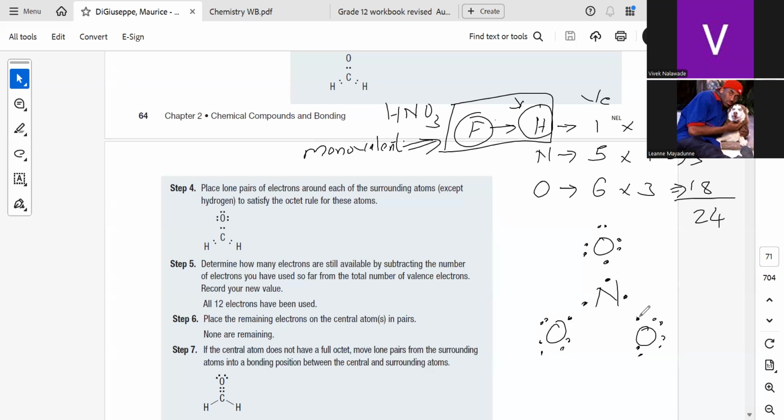Now, if you notice, nitrogen has only 6 electrons. Oxygen has 8 electrons. So what I'll do is I can transfer one lone pair to the center. Correct. So nitrogen now will have 8.